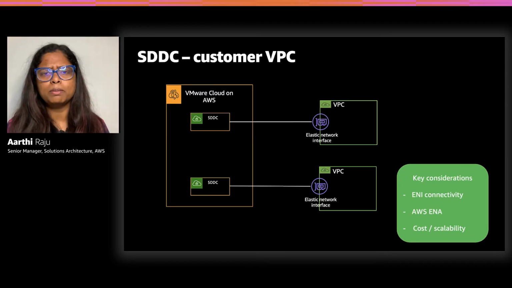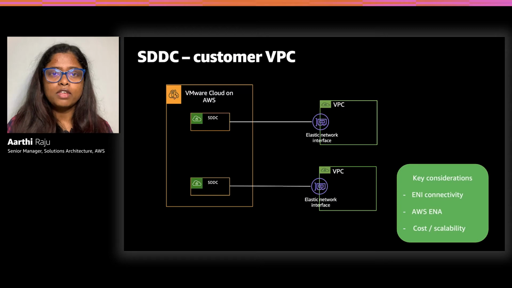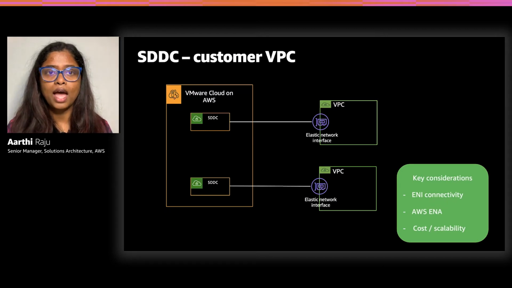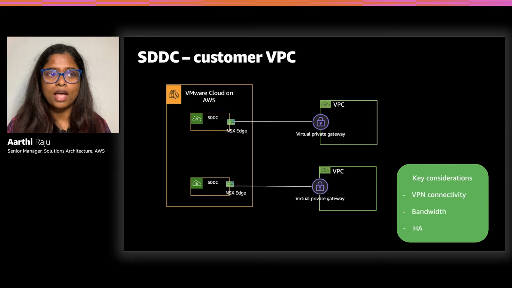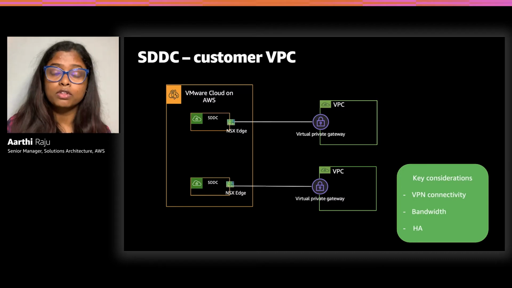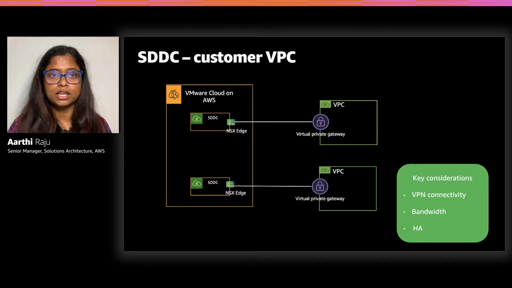From a scalability perspective, this is a 1:1 scalability model. Like, we don't see this model scaling to like having one SDDC connect to a number of VPCs or the vice versa. So what we wanted to do as we build for scalability is use the transit gateway, and I'll get into the details of that.